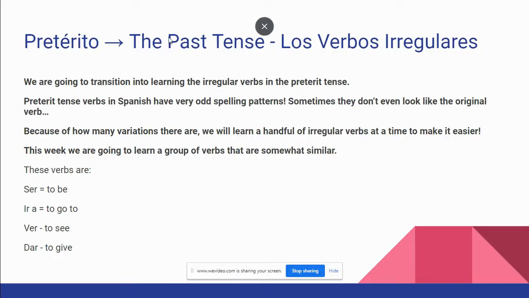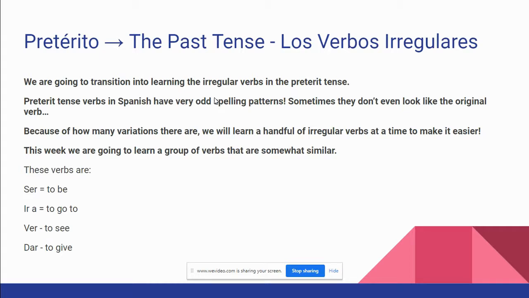The preterite tense is a fancy grammar term for the past tense. We're going to be looking at los verbos irregulares for the next few weeks. They are irregular verbs in the preterite tense. You're going to note that these preterite tense verbs have pretty odd spelling patterns. In fact, many times when you conjugate them, they don't even look like the original verb anymore, which is why I think this is one of the toughest things that I teach, because there's so much to know, which is why I want to take it slow.